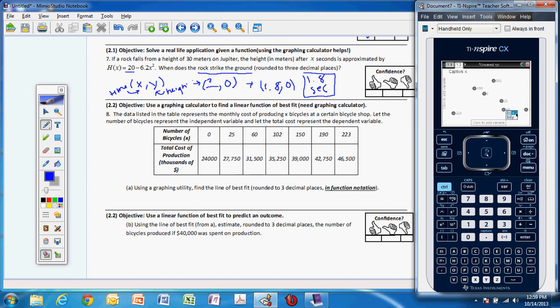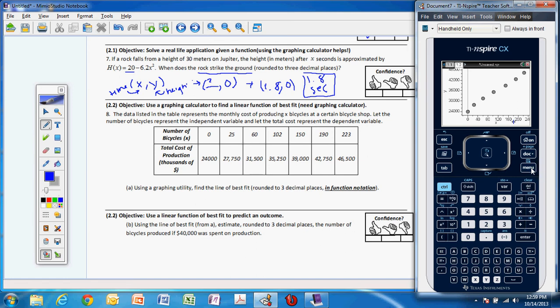So remember, we're talking about number of bicycles being the x-axis. And we're going to talk about total cost being our y-axis. So if you plug those in there, then all of your points shift on your graph. And I want to find the line of best fit through all of those points.